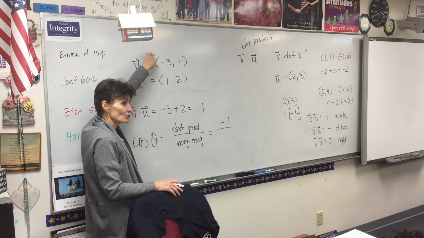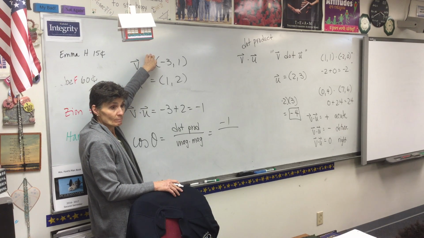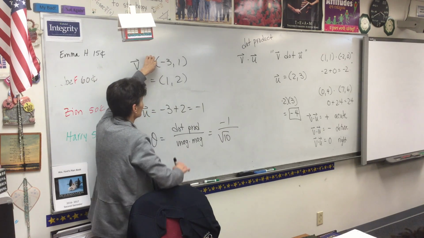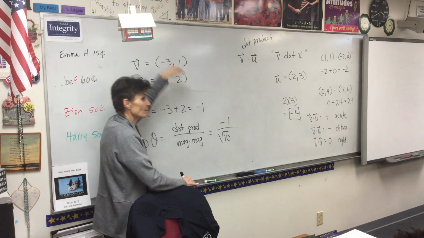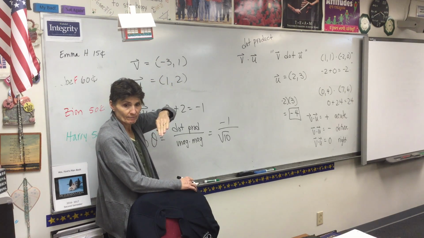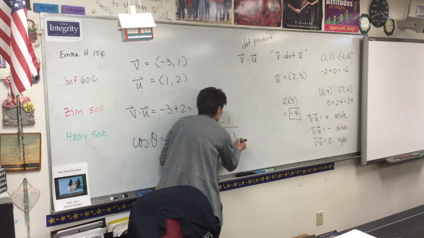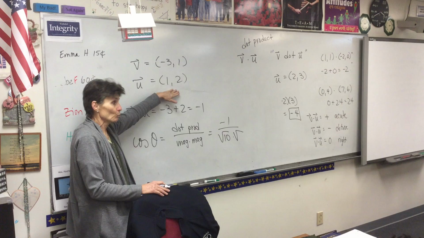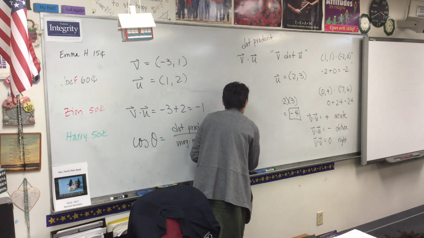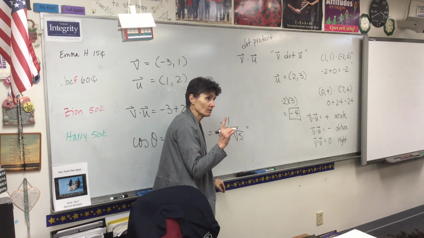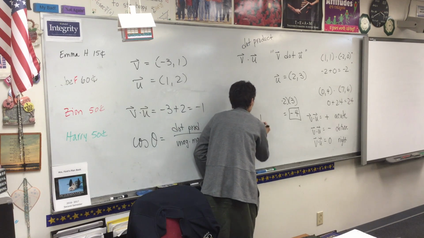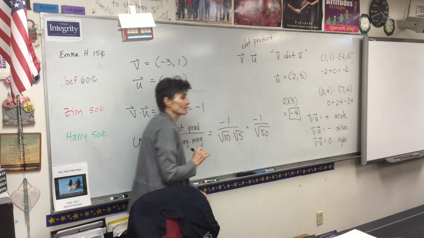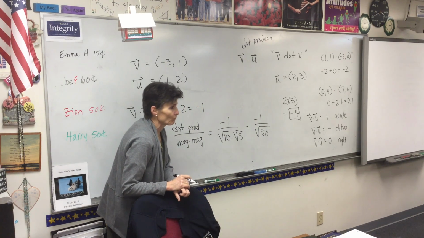Now, what's the magnitude of this one? √10. How did Armand get √10? Square, square, add them up, square root, right? √10. Now, times the magnitude of the second one. What's the magnitude of this guy? √5. Before I type this in on my calculator, I'm going to combine those two and make that one radical, √50, because that's going to be easier for me to type in.